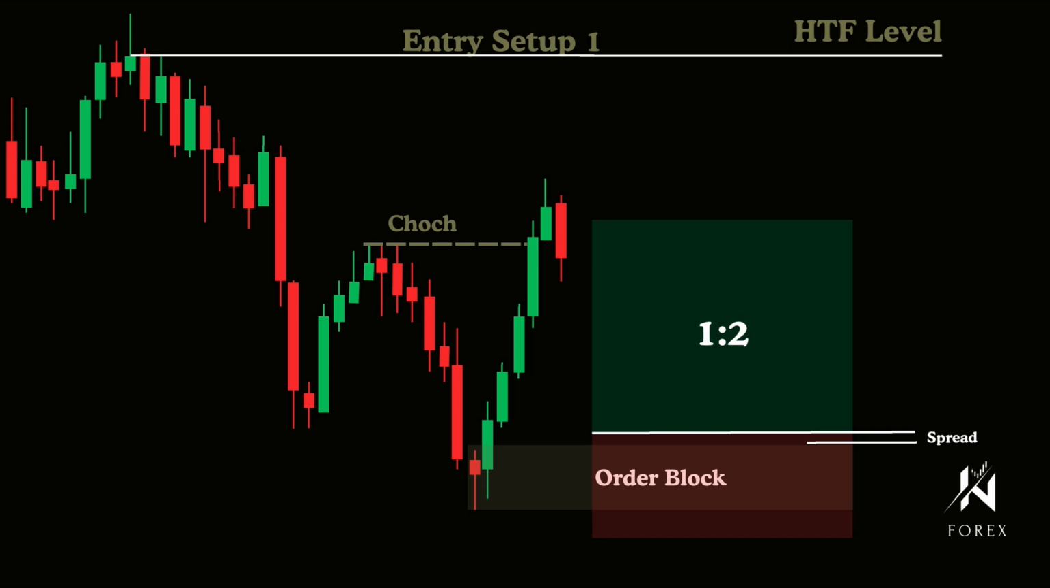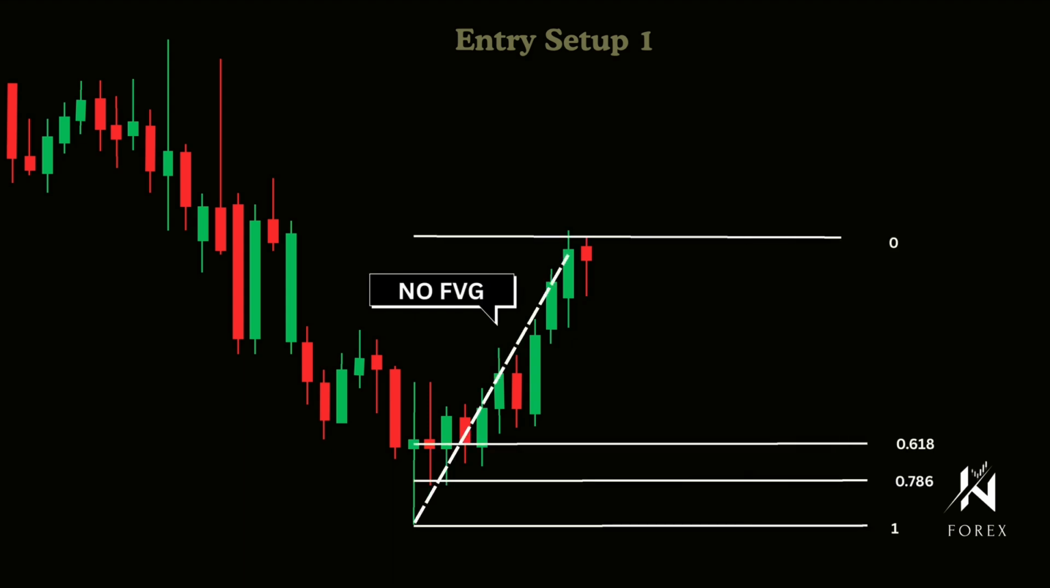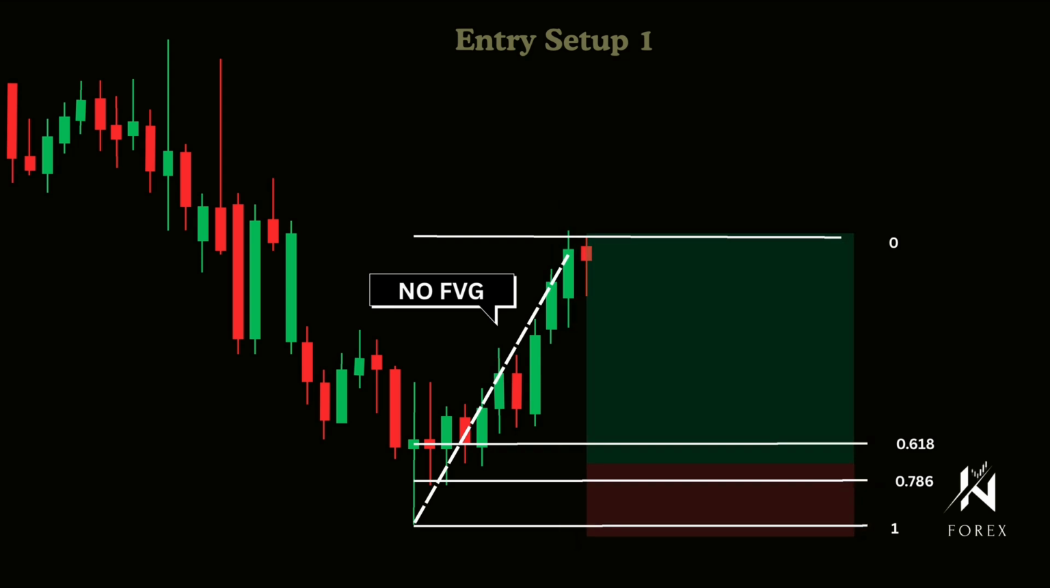Checkmark Model 2, no order block or FVG present. If there's no clear order block or FVG after the CHOCH, we use the Fibonacci retracement tool from the start to the end of the CHOCH move. Set a buy limit at the midpoint between the 0.618 and 0.786 levels. Place the stop loss just below the swing low. Again, apply the same logic for managing partials and taking full profits. These are the only two confirmation-based entry setups we use. They help us stay consistent and avoid emotional entries.